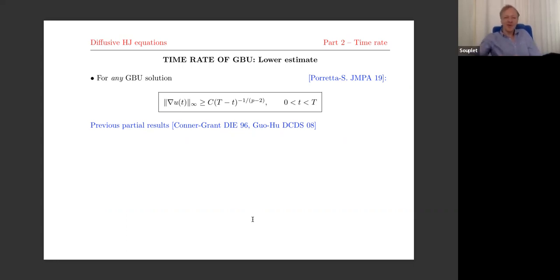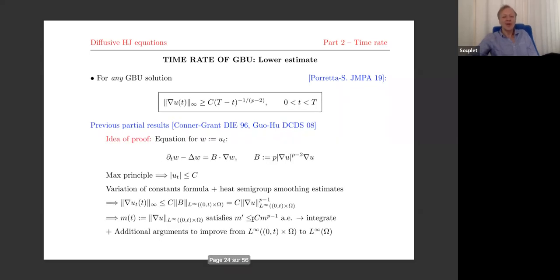This final version of the result we proved with Alessio Porretta rather recently, but there were previous partial results, let's say in 1D or in the radial case, or less precise estimates, but of the same rate known before. Let me give the idea of the proof, but maybe very quickly, because I want to spare more time for the rest.